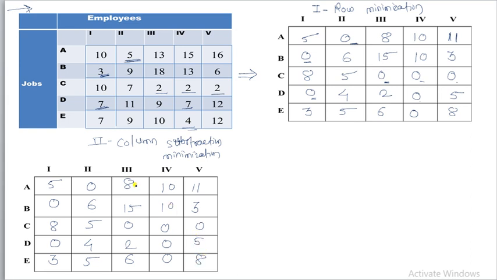Keep it in mind that from this step you can easily understand that if there is a 0 in a column after row subtraction or row minimization, that column will remain as it is. So row minimization is over, column minimization is over. Now we'll try to do the assignment.